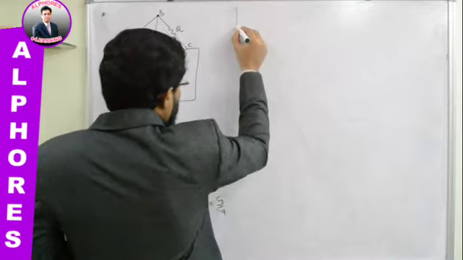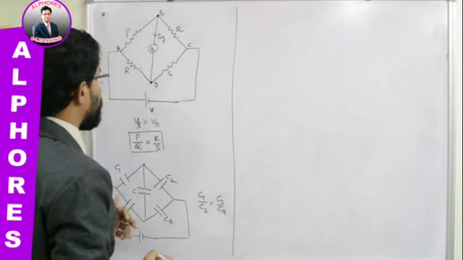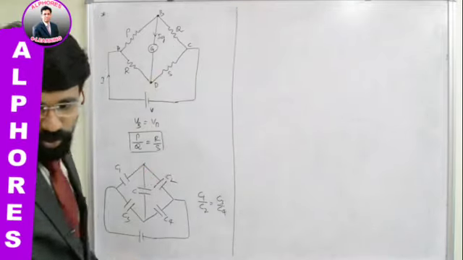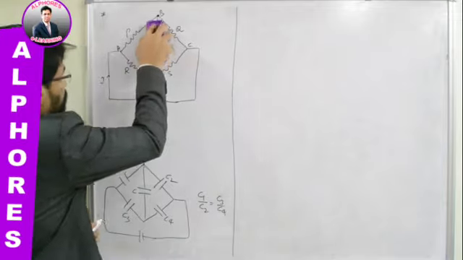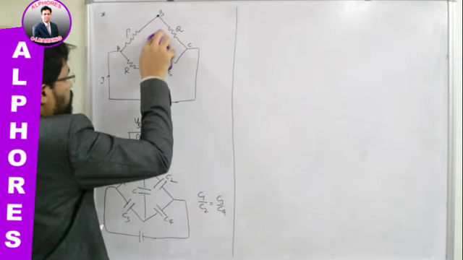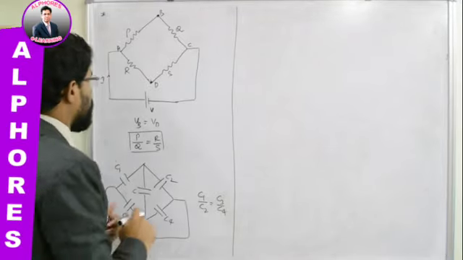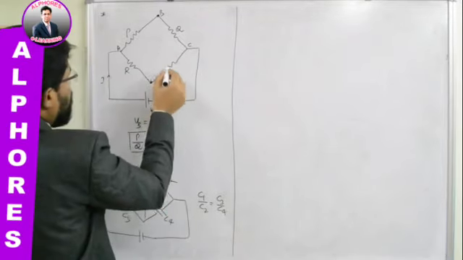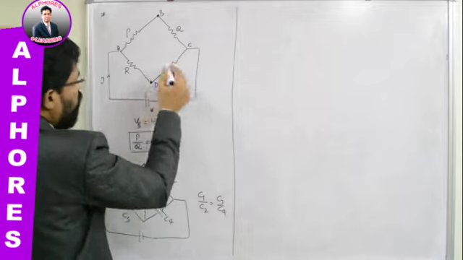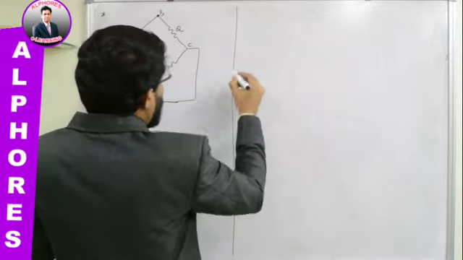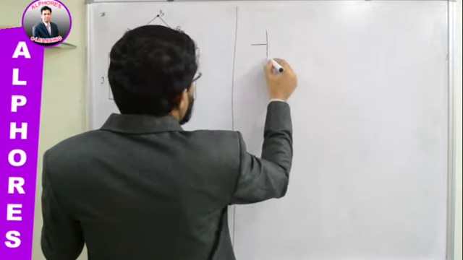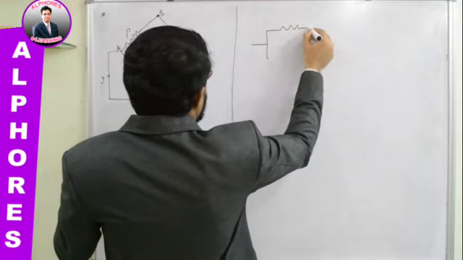Okay, so after the bridge is balanced, what we have done, we'll remove that with this one. If it is removed, what scenario do we see here? We see that P and Q are in series combination, R and S are in series combination, and this upper branch is totally in parallel with the lower branch. So if I redraw this, how can the circuit be redrawn? The circuit can be redrawn something like this.